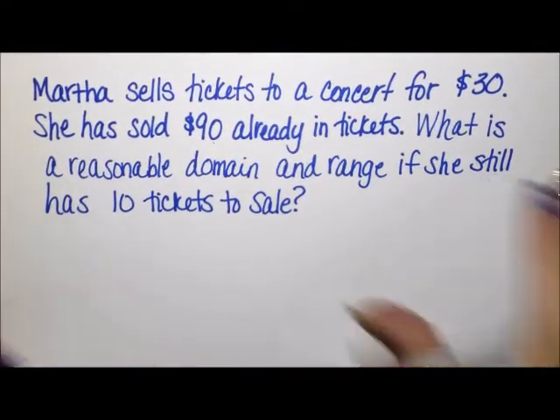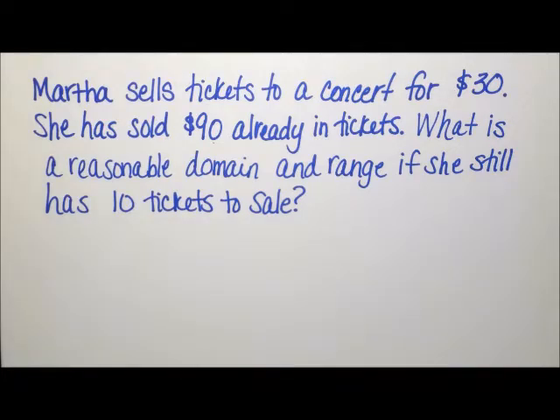Now I've got this one. This is reasonable domain and range. This one, to me, these are easier because it's just common sense. So Martha sells tickets to a concert for $30. She has sold $90 already. So you might be thinking, oh, she sold 3 tickets. Yeah, you could think of that. What is a reasonable domain and range if she still has 10 tickets to sell?